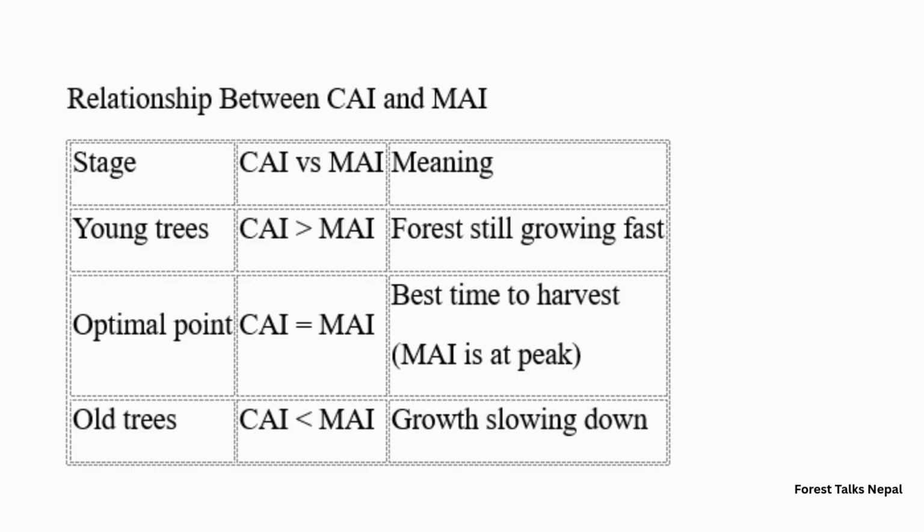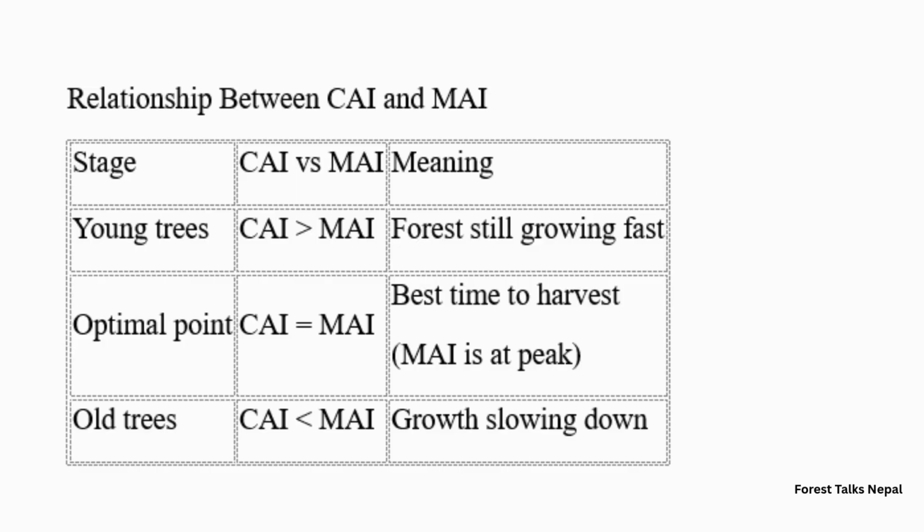So right in between those two phases, the exact moment the CAI line drops down and touches the rising MAI line, that's the optimal point. Yes. When the current annual increment perfectly equals the mean annual increment, the lifetime average is at its absolute mathematical maximum peak. Wow. It will never be higher than it is at that exact moment, because the very next year, the CAI will drop below the MAI and start pulling it down.